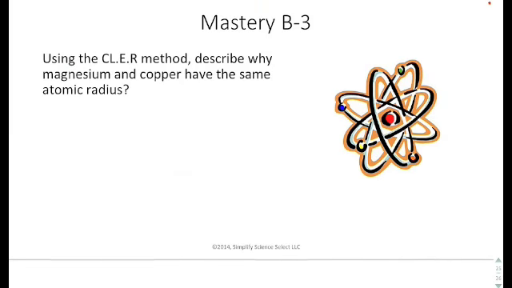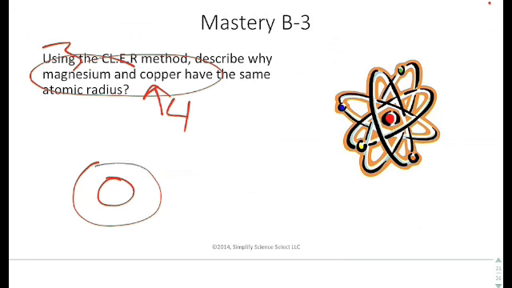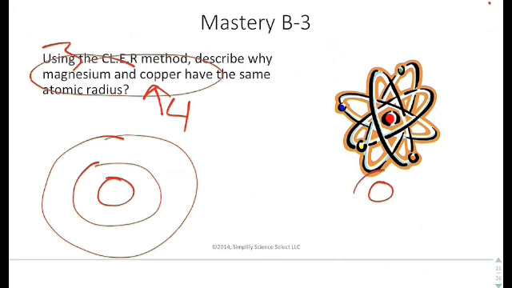And finally, it says, using the CLEAR method, describe why magnesium and copper have approximately the same atomic radius. Now, these are in different periods and they're in different groups. Copper is a transition metal that appears to be in group 4, and magnesium is in group 3 by this table's layout. So if you look at that, they're in very different layers. Magnesium has 3 layers of electrons, and copper has 4 layers of electrons.